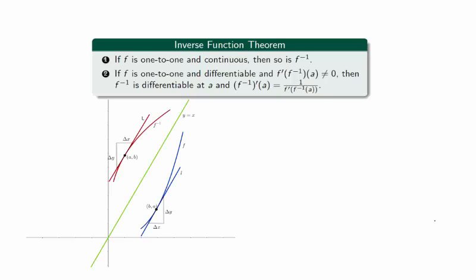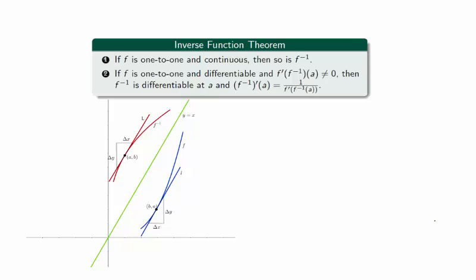Note that the point a is in the range of f, and since f is 1-to-1, there is a unique point b that maps to a, i.e. f of b equals a. Hence the point (b, a) is on the graph of f, and thus (a, b) is on the graph of f inverse, as f inverse of a equals b.